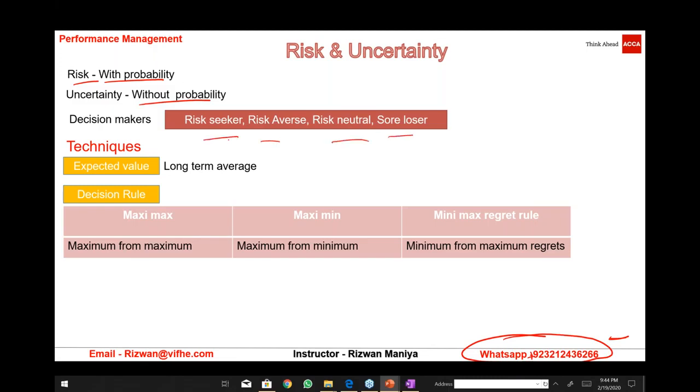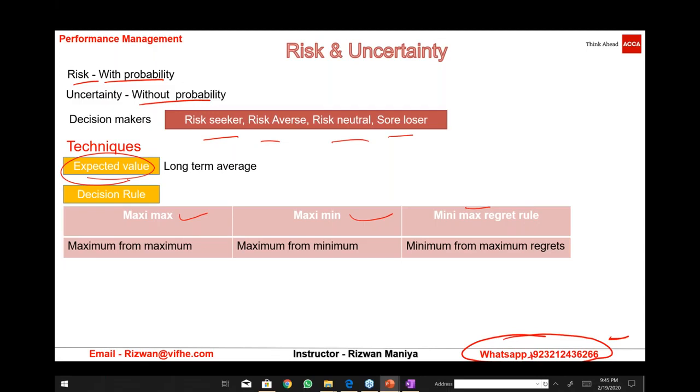In my previous webinar, I did a question where I solved that question by finding out the answer of maximax, maximin, and minimax regret rule and expected values. Today, I am solving a question in which you are not given a payoff table, and you need to make the payoff table yourself.